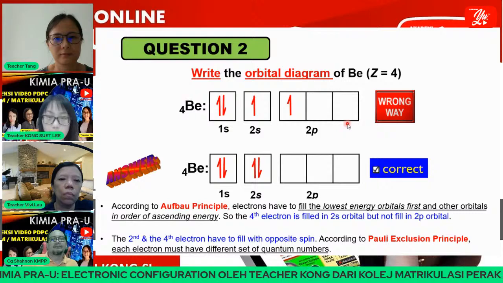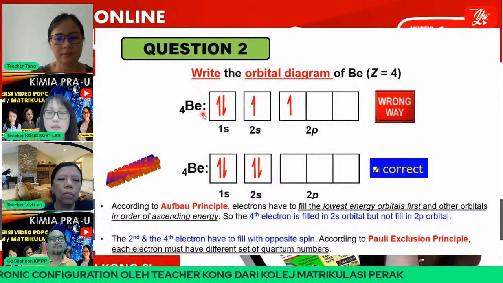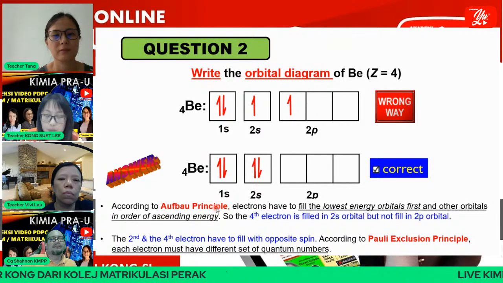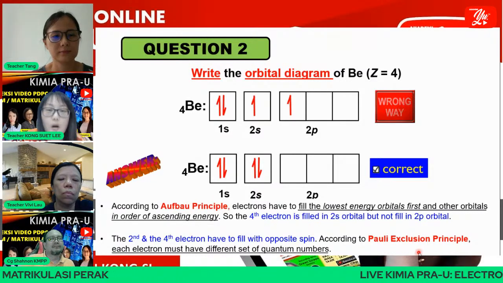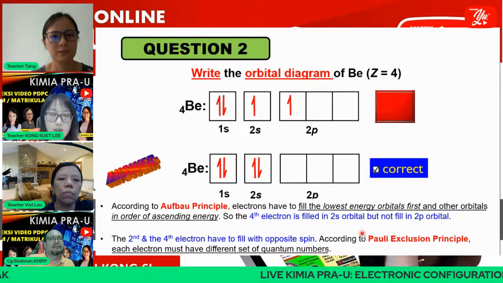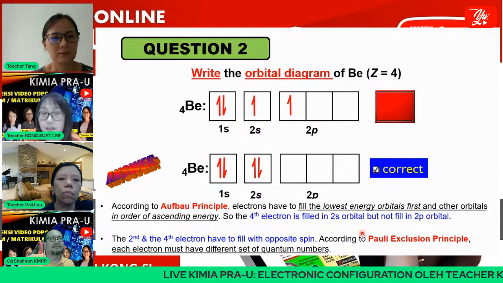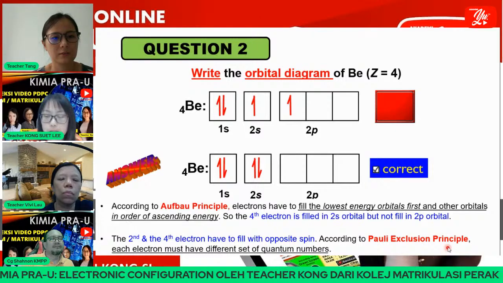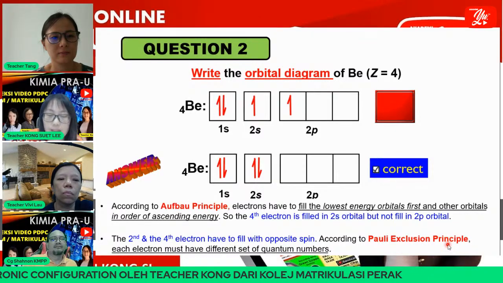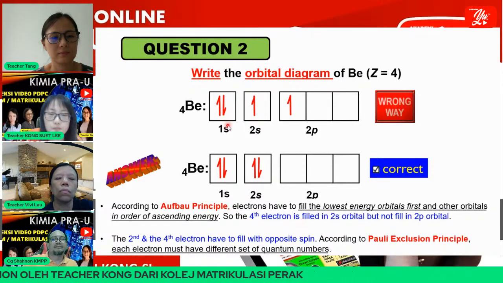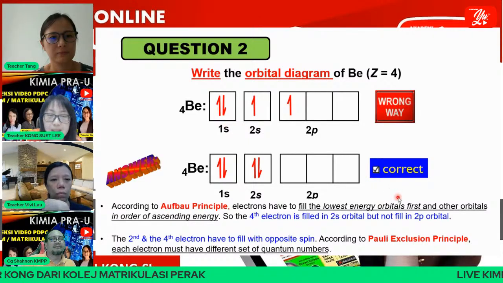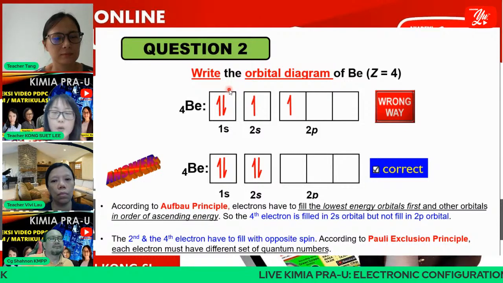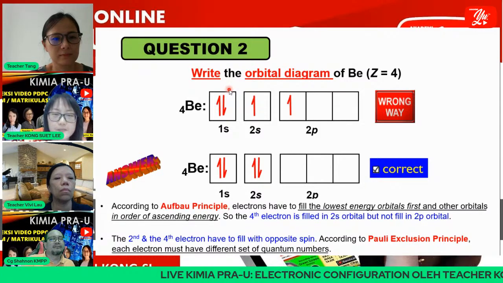So please remember, when you choose the correct answer, you must know how to explain. When you explain, you have to choose the right rules, maybe the Aufbau principle, maybe the Pauli exclusion principle, or Hund's rule. In this case, Hund's rule is not applicable because it does not involve degenerate orbitals. So only the Aufbau and Pauli exclusion principles. Give the definition first and then explain in detail according to the question. I hope you all get this. So that finishes question number 2, and you know how to explain why you choose B as the correct answer.